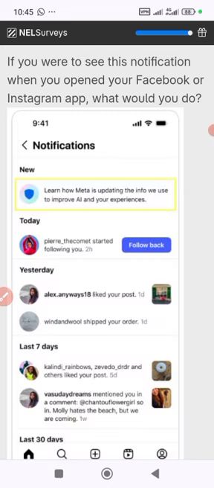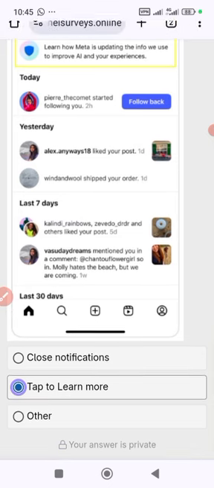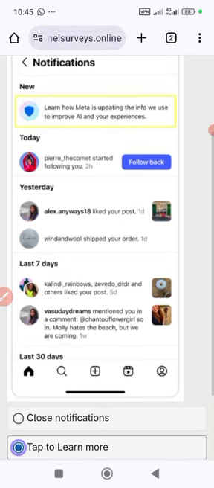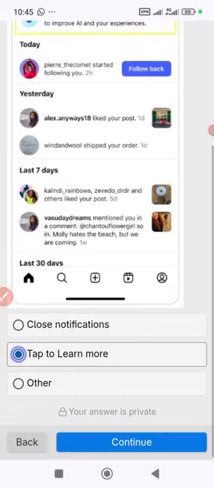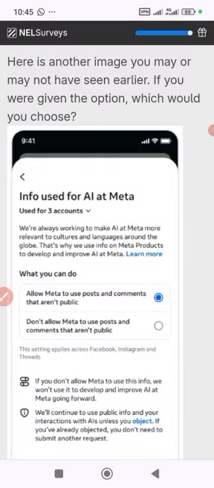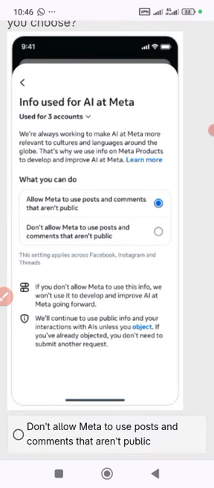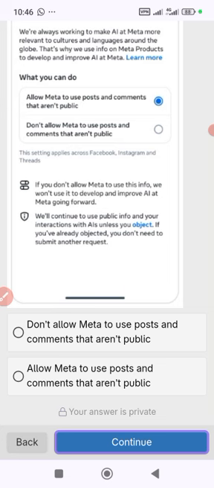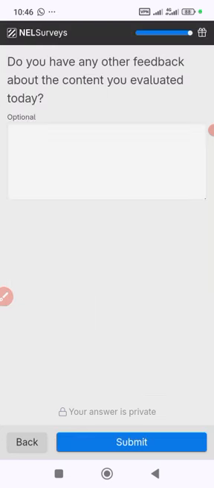If you were to see the notification when you open the Facebook or Instagram app, what would you do? Okay, I'll go with tap to learn more. Here is another image you may or may not have seen earlier. If you were given the option, which would you choose? Allow Meta to use posts and comments that are public, or don't allow. So I'll just say don't allow Meta to use posts and comments that are public.